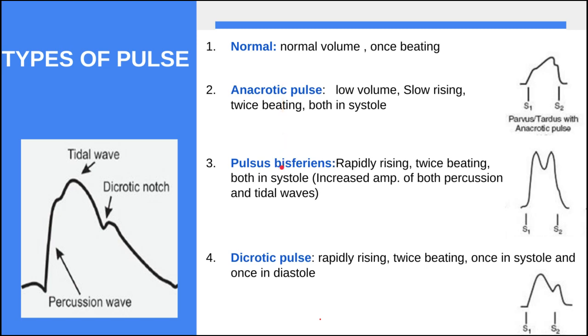Then second is pulsus bisferiens, which is rapidly rising, twice beating, with both peaks in systole. Same as the anacrotic pulse, but it is rapidly rising.